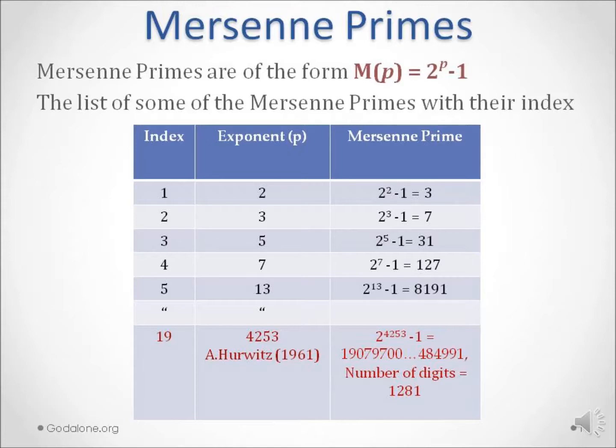And so 2 to the 4253 means you multiply 2 by itself 4,253 times, and then you subtract 1 from it. You're going to get a large number which has 1,281 digits. And that number is a prime number. Okay? And so that happens to be the 19th such prime number.